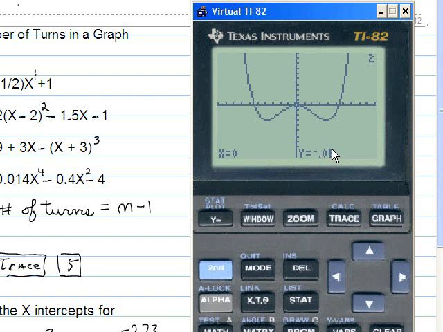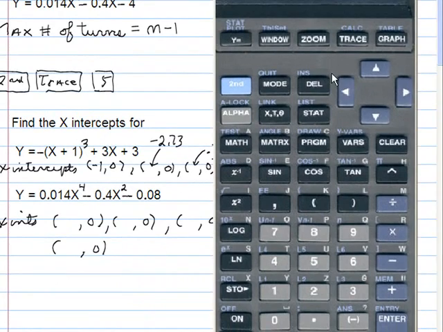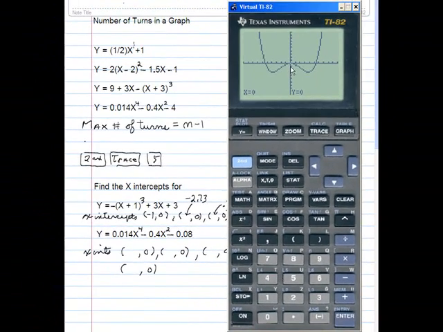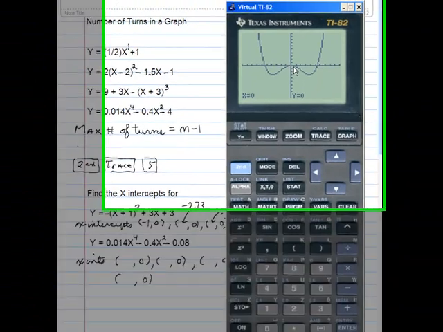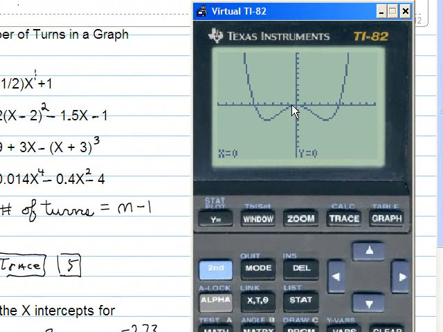So if I want to make sure that there's no intercept there, I could do a zoom in box and see if the graph ever crosses the x-axis. So that's what I'm going to do. I'm going to hit the zoom key here. I'm going to go to the box, and I'm going to draw a little box right around this center area to see if the graph ever touches the x-axis. Because if it stays under it, we don't have any x-intercept there.